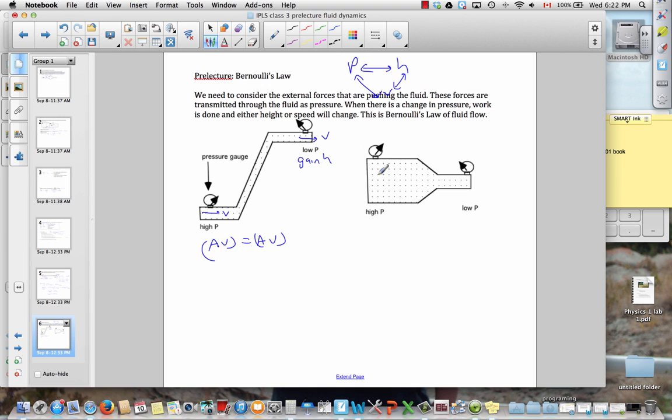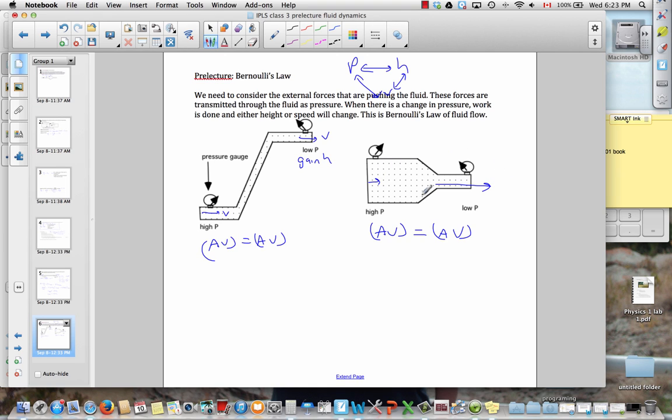We can also have a trade-off between pressure and speed. We'll see here that the fluid's going to be moving relatively slowly because the area is large. Over here, where the area gets really small, the speed is going to get really large to compensate. So how is it that we got that tremendous gain in speed?